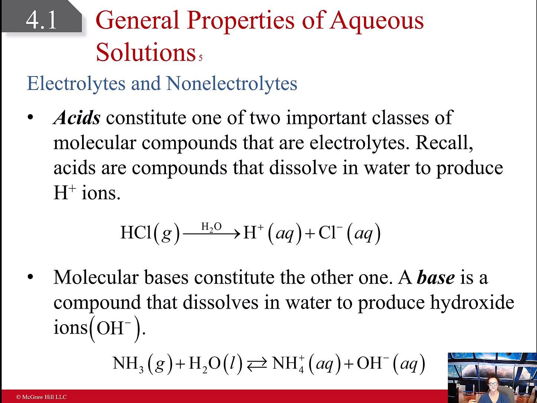So acids are one of the two most important classes of molecular compounds that are also electrolytes. If you recall, they are going to dissolve in water and produce hydrogen ions, and that's what makes them an acid. That's why we write that ionizable hydrogen, or dissociable, I should say, hydrogen at the beginning of the formula. Molecular bases are also one that will dissolve in water and produce hydroxide ions, and so they too will conduct electricity.